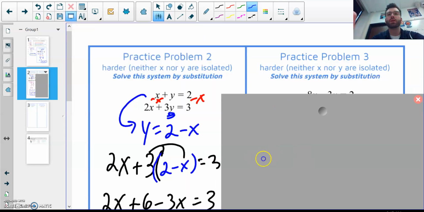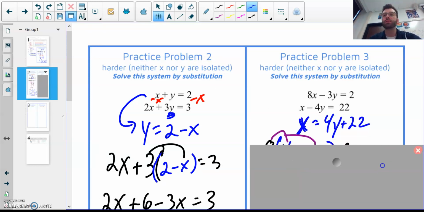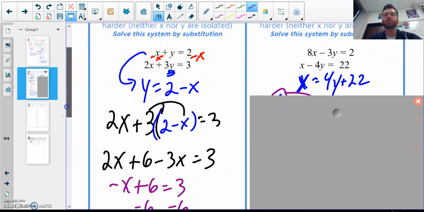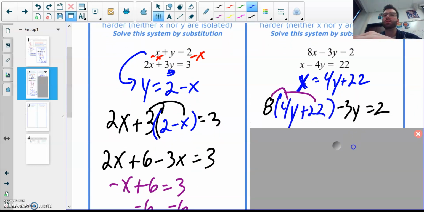All right, so let's talk about my work here. Again, I remember I said that there was not a variable isolated, so I chose to isolate my x. I added 4y to the other side, so I get x equals 4y plus 22. Remember, now I want to substitute that into my other equation. So wherever I saw an x, I substituted in 4y plus 22.